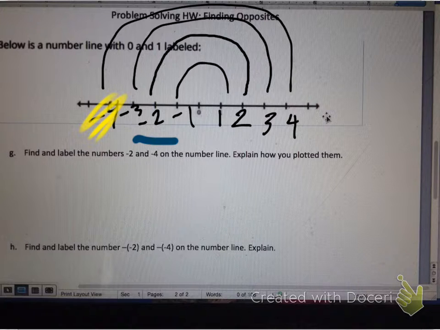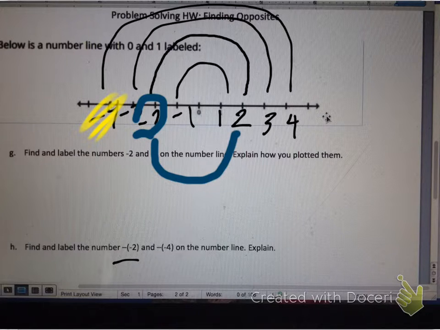Now there's a question down here. It says find and label the number -(-2). You can read that as the opposite of the opposite of 2. It's kind of a weird thing to say. But the idea is, let's take the opposite of 2. That's -2. And let's find the opposite of that. So that'd just be on the other side of the number line of it. So that's equal to 2.